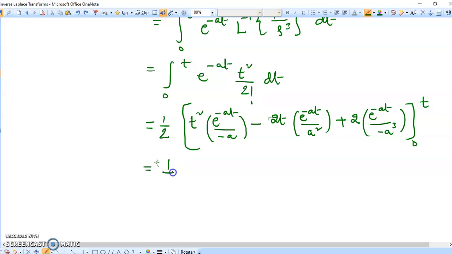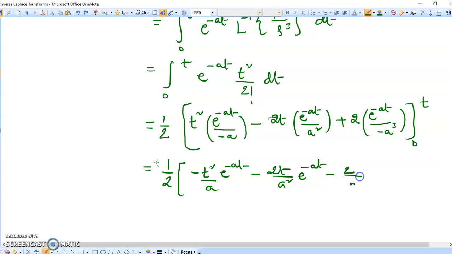Now I need to substitute the upper limit. What is the upper limit? T is equal to t itself. So this will be minus t square e power minus at by a, and for this also there is a negative sign, so 2t by a square e power minus at, and for the third term also there is a negative sign, 2 by a cube e power minus at.